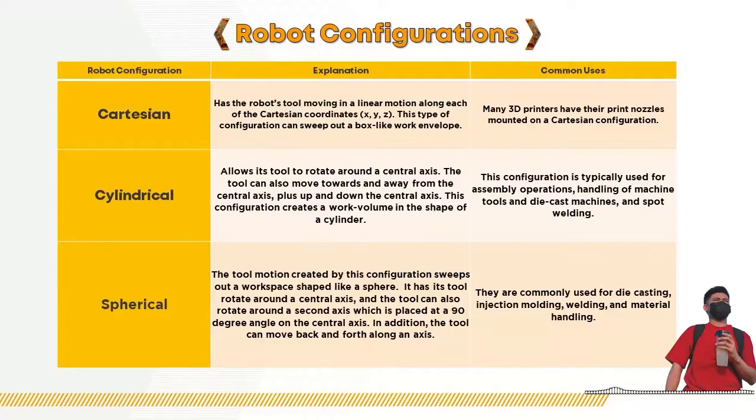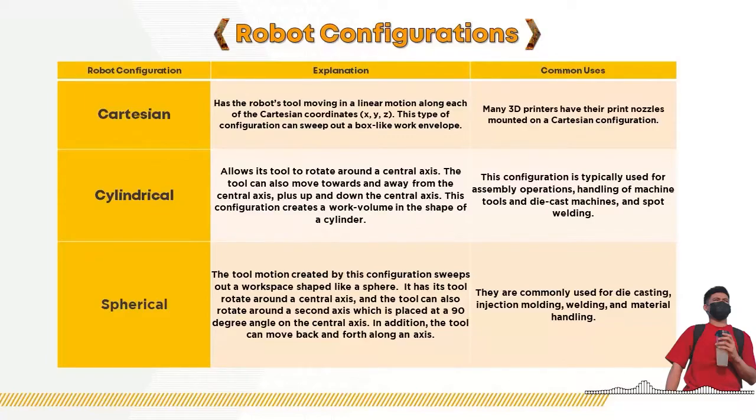This configuration is typically used for assembly operation, handling of machine tools, die-cast machines, and spot welding. So number 3 is the spherical. Spherical is the tool motion created by the configuration, sweeping out a workspace shaped like a sphere.